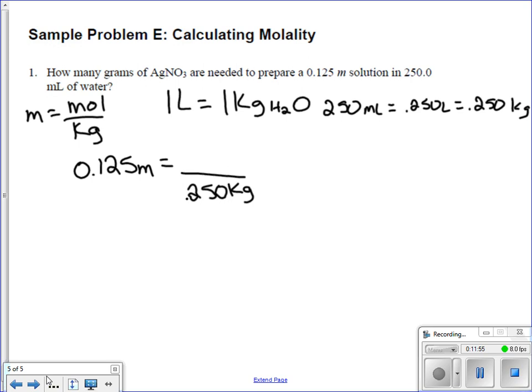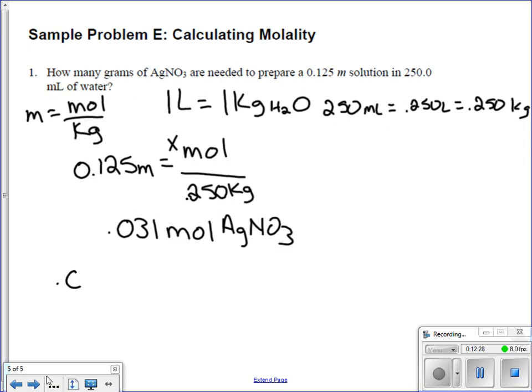And then we have to solve for moles. Once we get moles, we can convert that to grams. So since we're solving for moles, we need to multiply 0.25 and 0.125. And we get 0.031 moles. And now we can take that value and convert it to grams by using the mass on the periodic table. Let me label this.